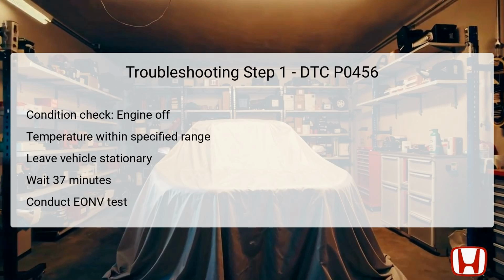The first step in troubleshooting DTC P0456 involves ensuring that the engine is turned off. The vehicle must also be allowed to reach a stable temperature. Specifically, the engine coolant temperature and intake air temperature should be within defined ranges. After ensuring these conditions are met, the vehicle should be left stationary for at least 37 minutes to allow time for the EONV test to execute.